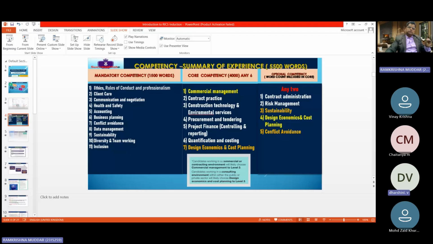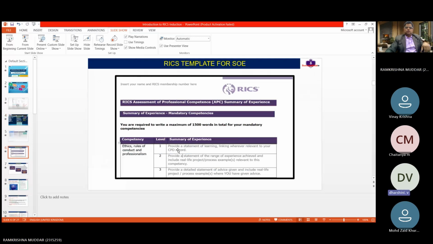So each competency we will be writing around 200, 300 words. This is the format. I am going to explain everything again, so don't stress too much. This is just to give you an overview of how the RICS works and what you are going to do. Don't be overstressed.